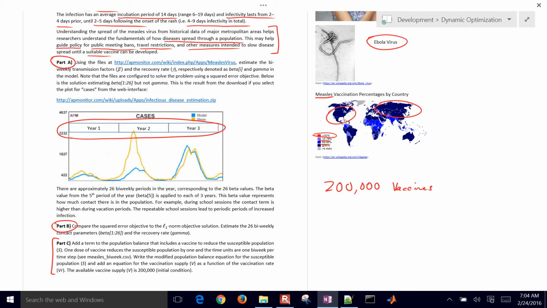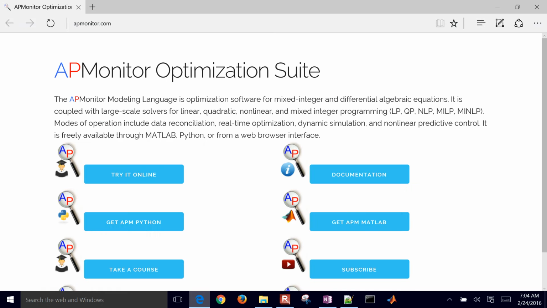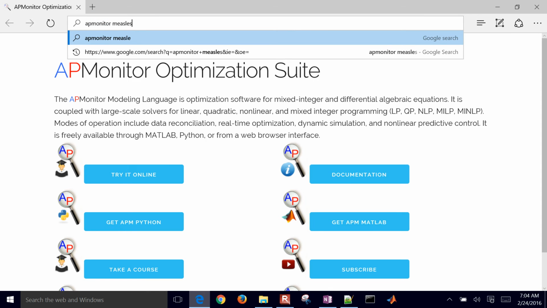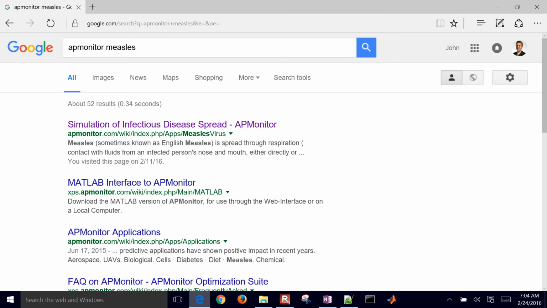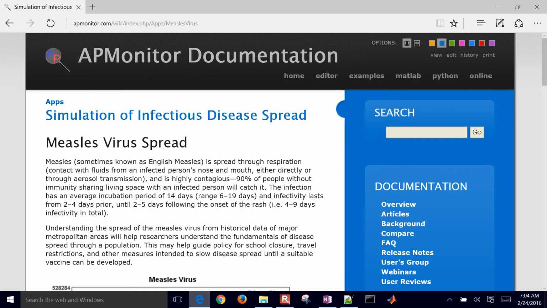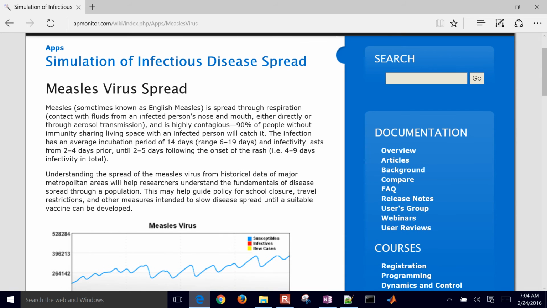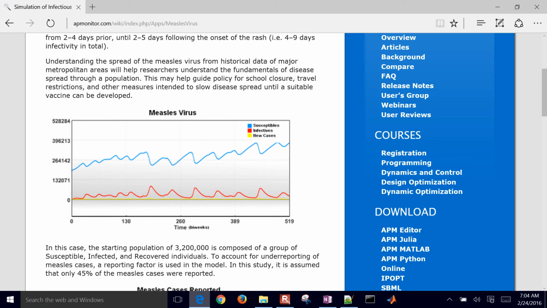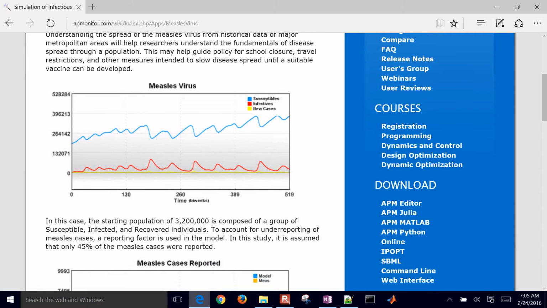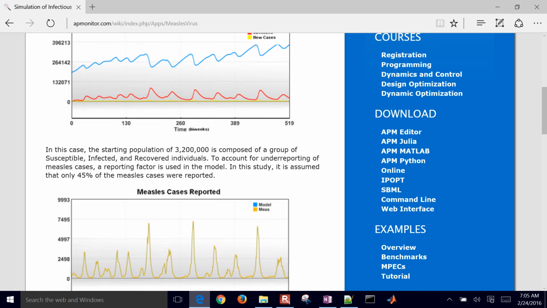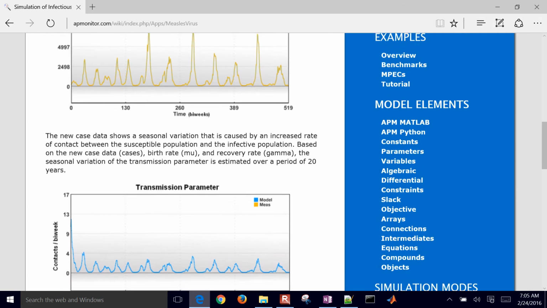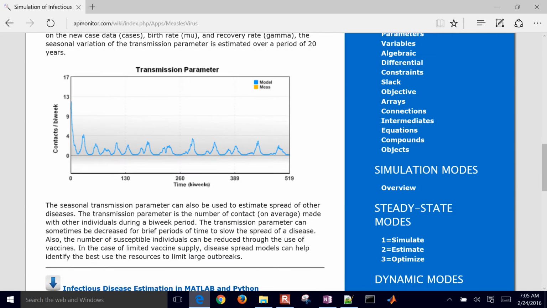Let's first just start with A, and what we're going to do is download the files. Go ahead and open up a web browser and search, if you'd like, APMonitor Measles, and it should come up as the first search. Here's the measles virus spread, with a little more information on this model. There you can see a much longer time period. Each peak is about a year, with the number of cases reported every year. There's an outbreak, and there are the estimated transmission parameters.